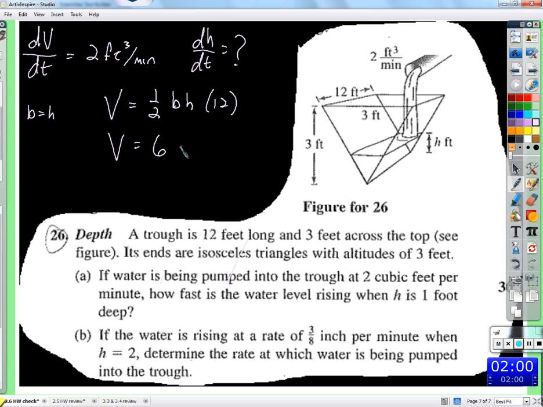We get V equals 12 times 1/2 times 6H squared. B and H are the same, and H times H is H squared. Take the derivative: dV/dt equals 12H times dH/dt.